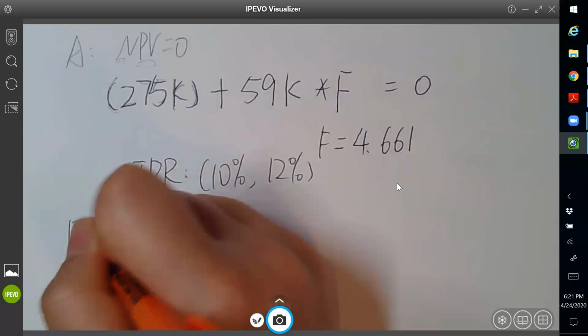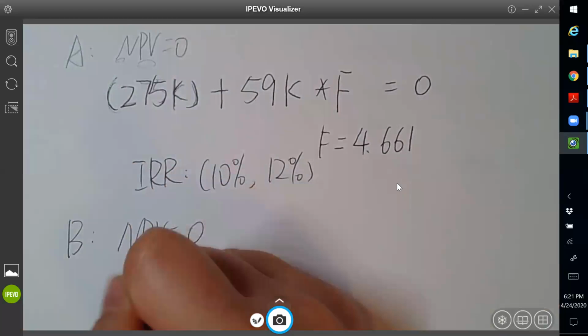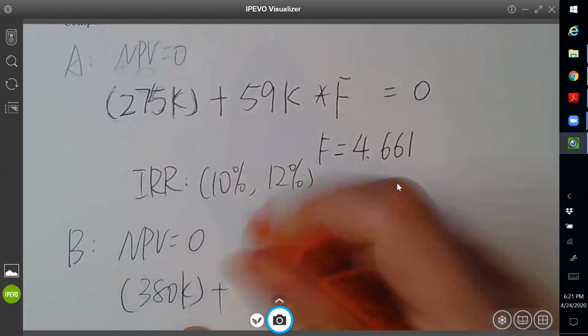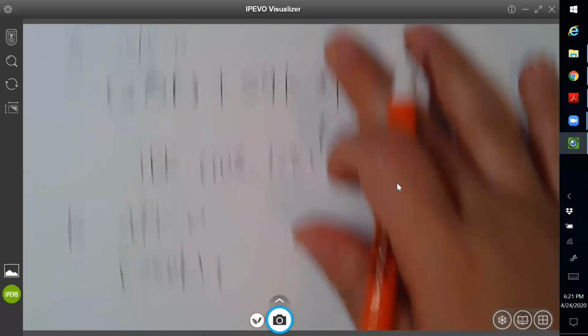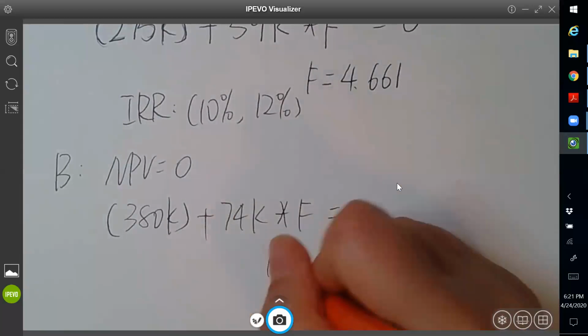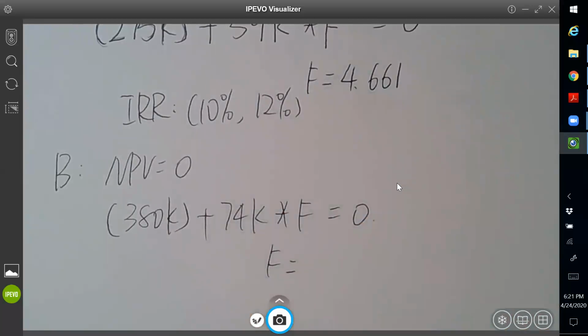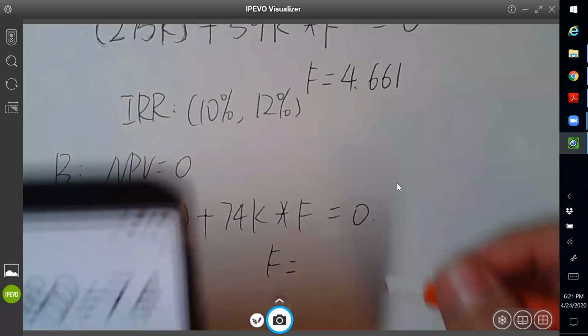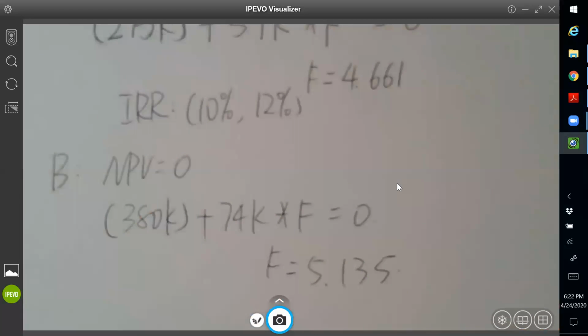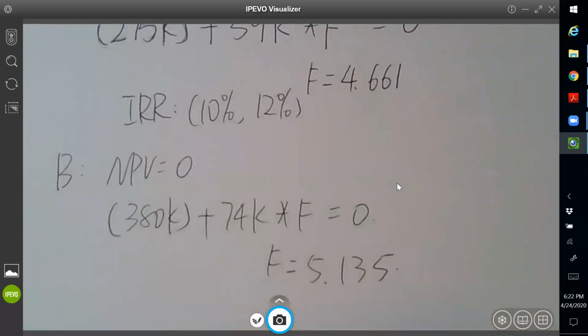Project B, we still said NPV equals 0. Outflow is you invest 380,000. Every year you get 74,000 back. We times the factor, we get 0. So we get our factor to be how much? Let's see. 380 divided by 74. We got the factor 5.135. So we look at the 10 years.